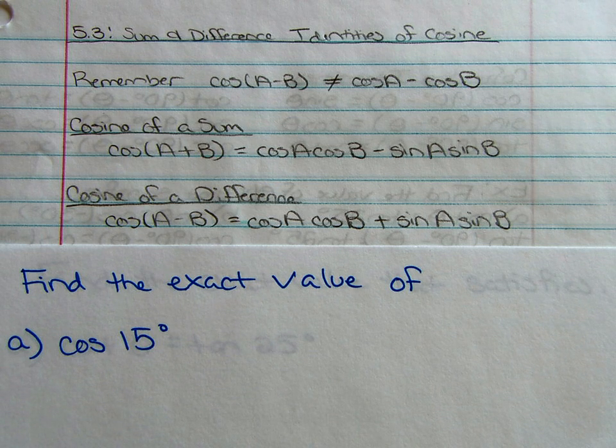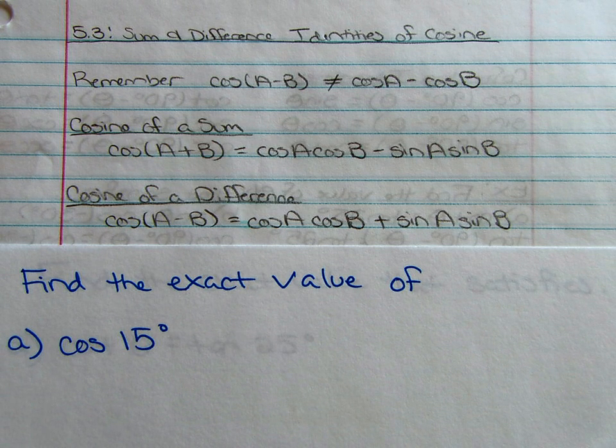So we are starting with 5.3 today, which is the sum and difference identities of cosine. And like I said, we're going to cover both 5.3 and 5.4 today because 5.4 is the sum and difference identities of sine and tangent, so they really all go together. One thing, though, to start off with is just remember that cosine of (a minus b) does not guarantee cosine a minus cosine b. That's why we're going to have some of these different identities to help us know what these actually equal.